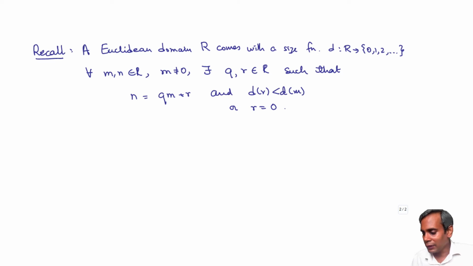And an important feature here is that the values that the size function can take are non-negative integers. So if you have some sort of algorithm where at each step you strictly decrease the size, then that algorithm has to stop after a finite number of steps. And that is something that we are going to take advantage of time and again in today's lecture. So let me give you the proof of Smith canonical form. So it's really an algorithm.